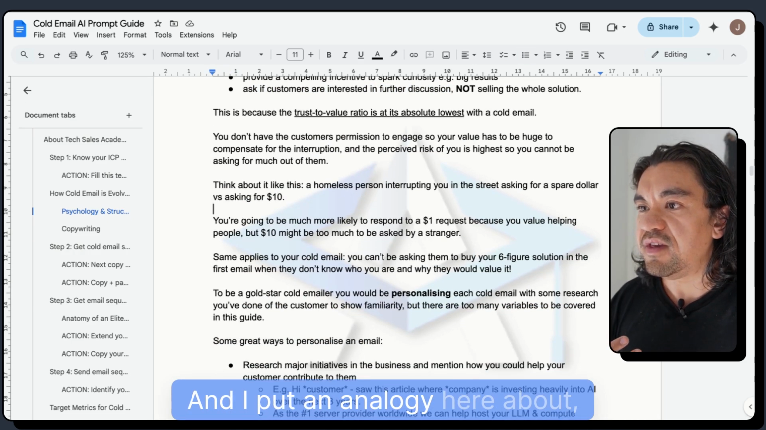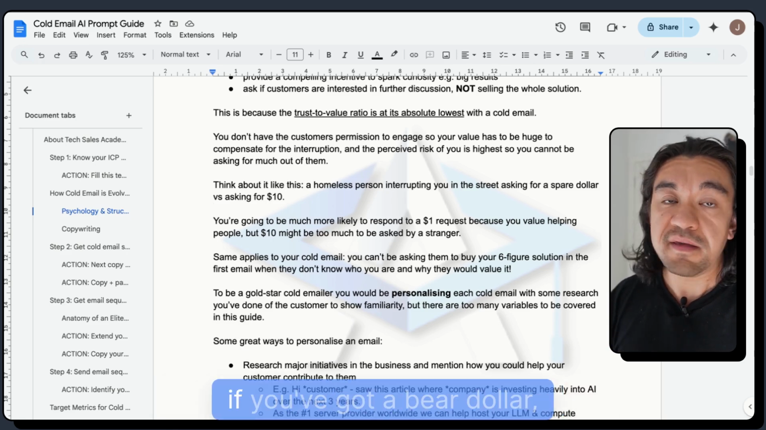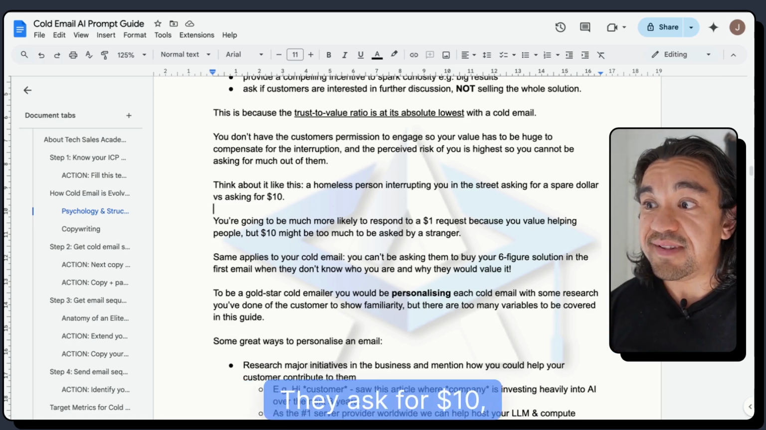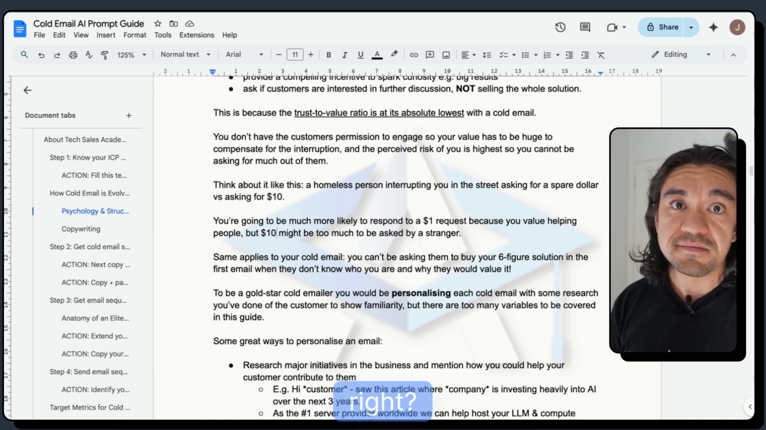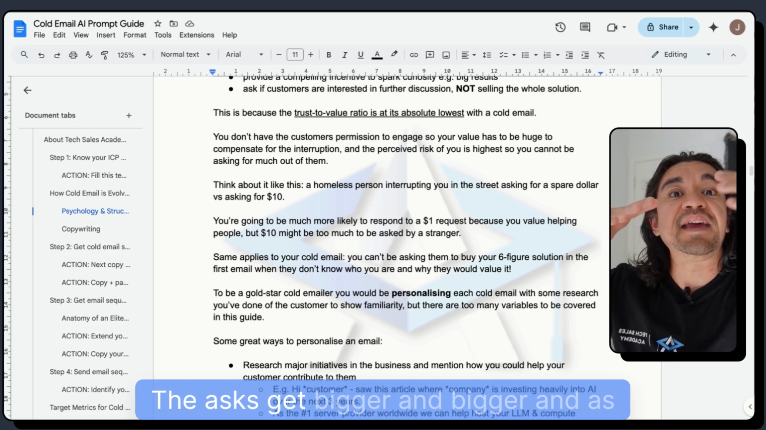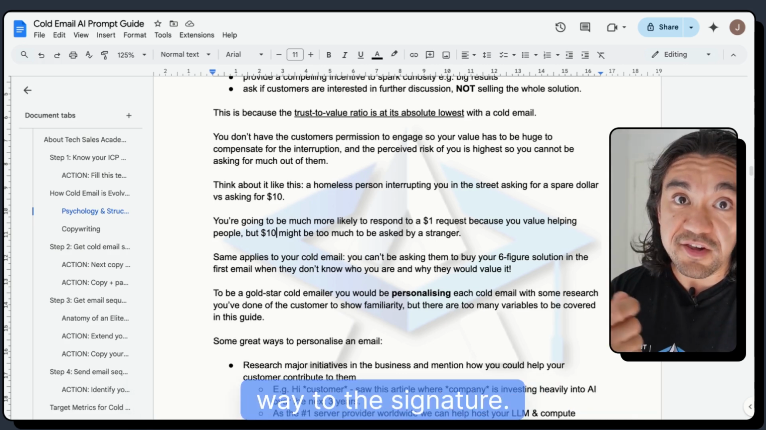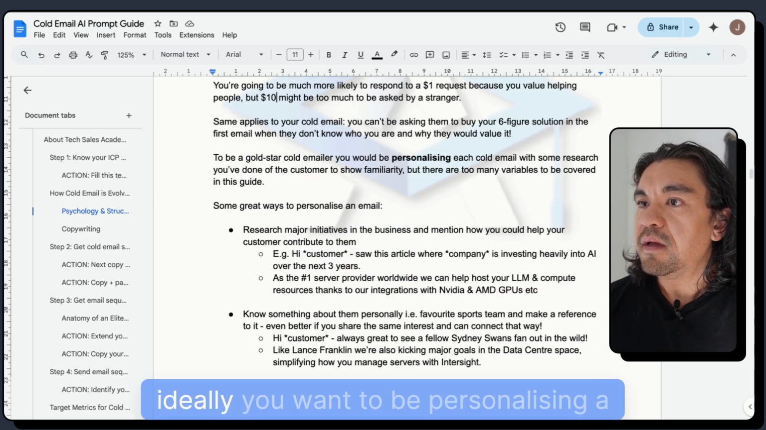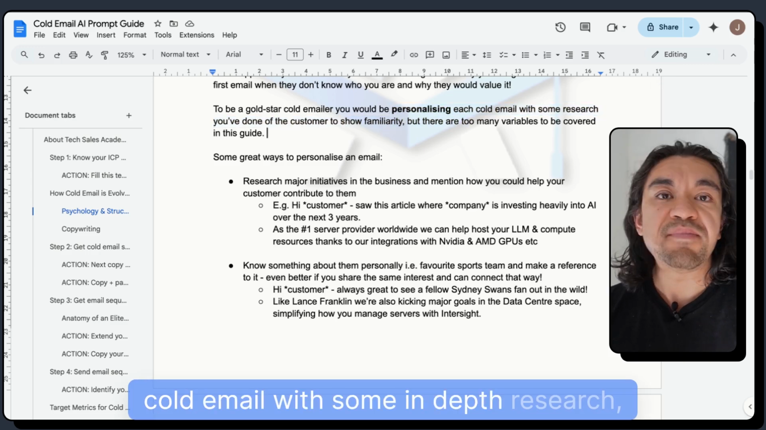And I've put an analogy here about, hey, if a random stranger or a homeless person asks you for $1, if you've got a spare dollar, it's easy. I'll give you $1. It's not much to ask for. They ask for $10, you're like, whoa, whoa, whoa, whoa. Why would I give you $10 for, mate? Like, I don't know you that well, right? Same psychology, same thing. Okay, so we want to chip away. The asks get bigger and bigger, and as they comply, the asks get bigger all the way to the signature. Sign this, please.